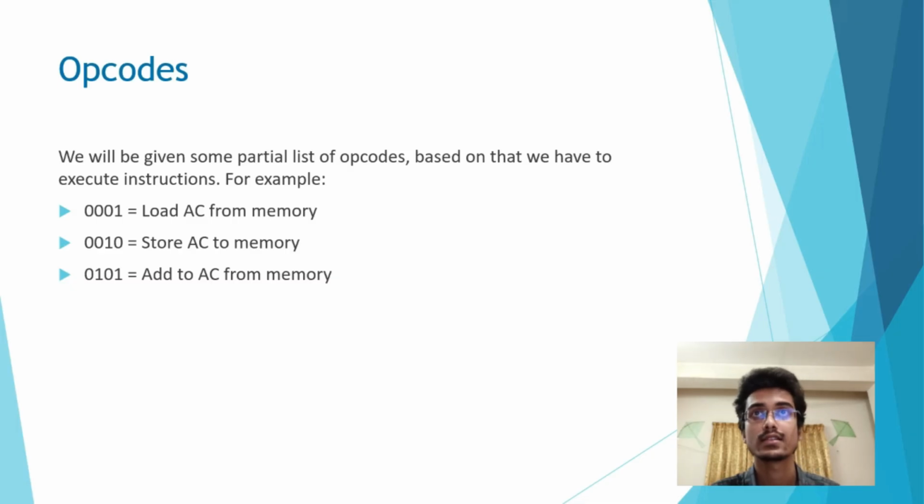Then the second opcode is 0010. Its equivalent decimal value is 2. For opcode 2 we will store AC to memory. And then we have 0101. The decimal equivalent value for this binary is 5. Then for 5 we will add to AC from memory.